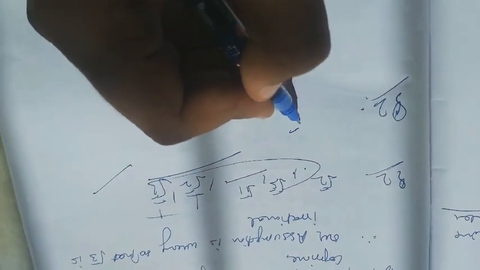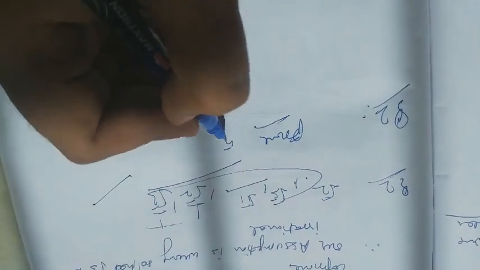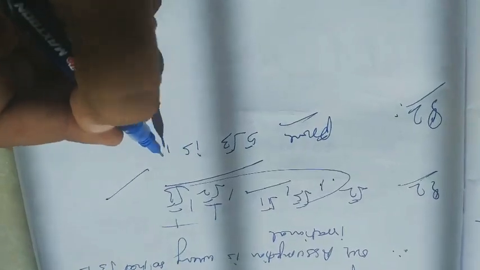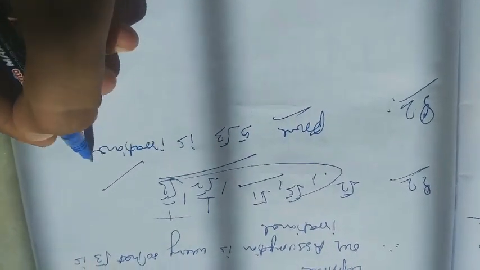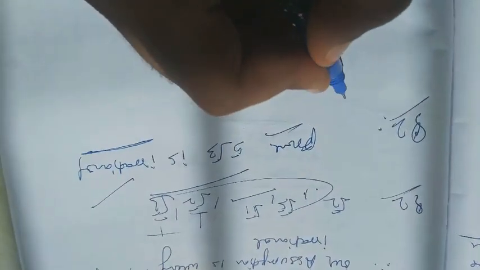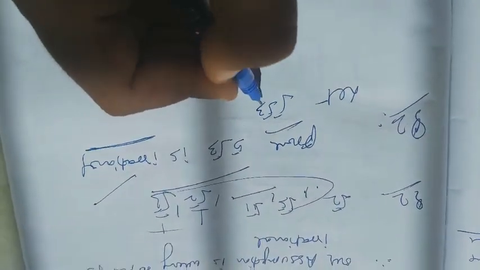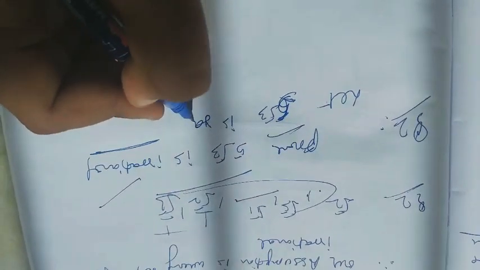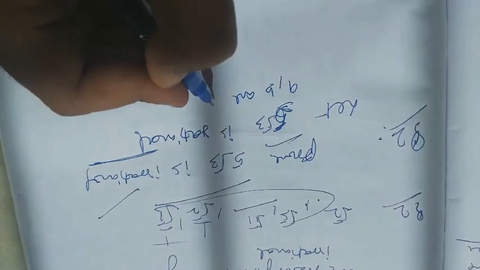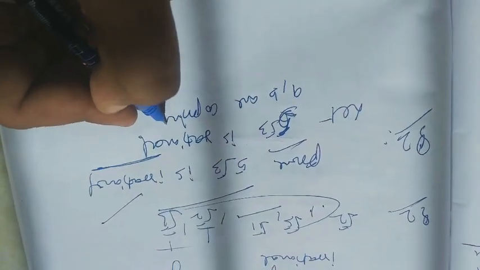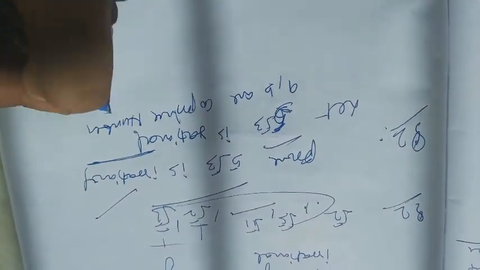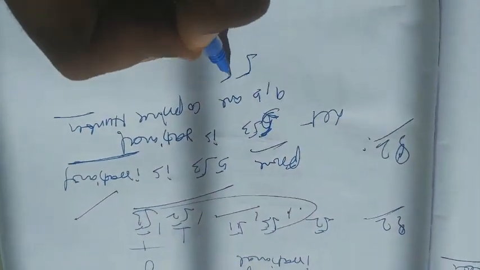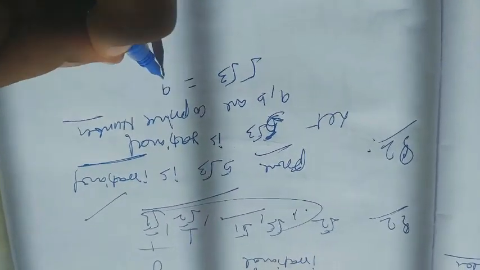Suppose you have a question like this: prove 5 root 3 is irrational. Okay, the same thing. Start from, let 5 root 3 be a rational number. And a, b are co-prime numbers, or you can say these are integers, the same thing. So you can write 5 root 3 equals a by b.